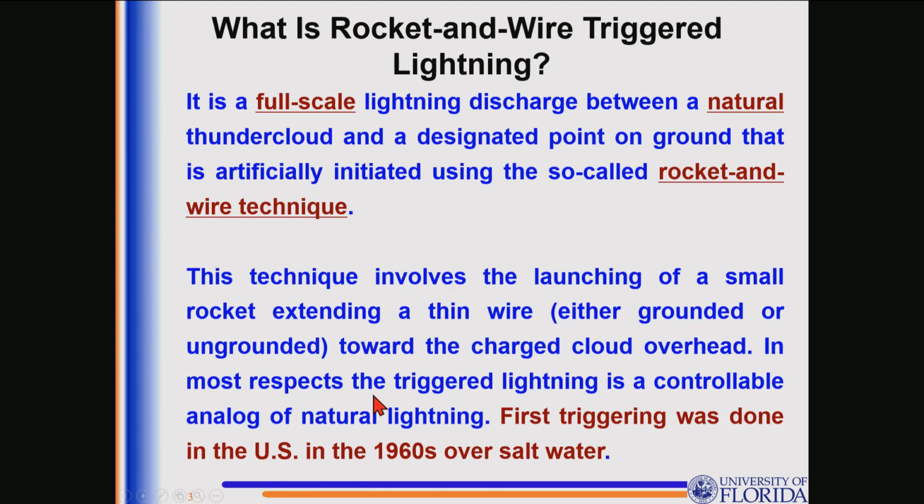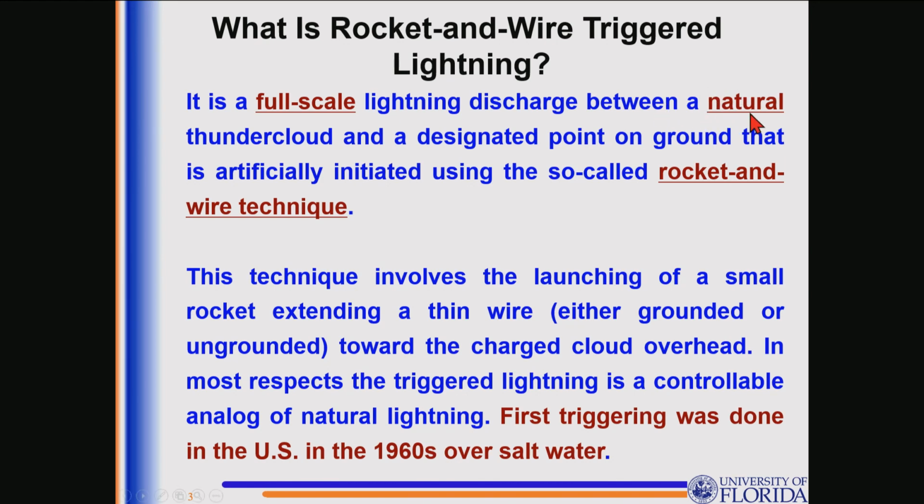The first question to answer is, what is rocket and wire triggered lightning? It can be defined as a full-scale lightning discharge between a natural thundercloud and a designated point on ground that is artificially initiated using the so-called rocket and wire technique. So important words here are full scale. Full scale means currents up to tens of kiloamps and electric potentials of the order of 10 megavolts. So this is not possible in laboratory.